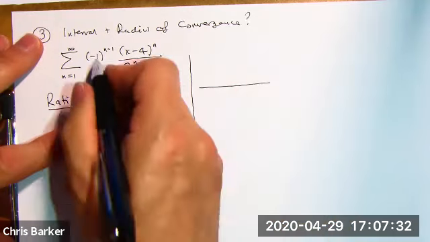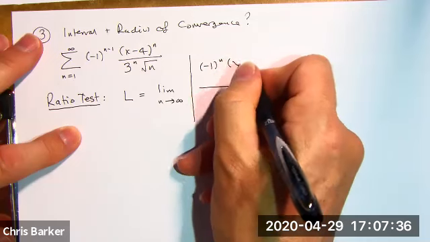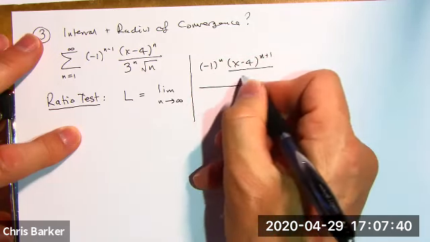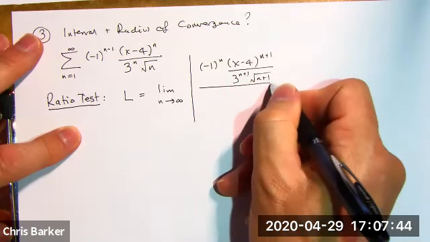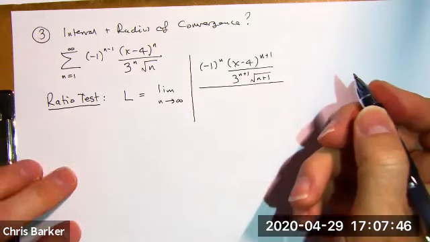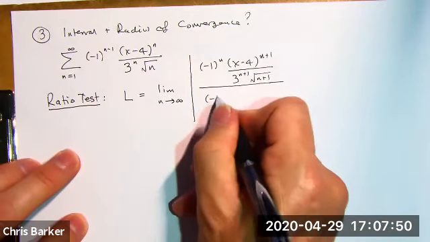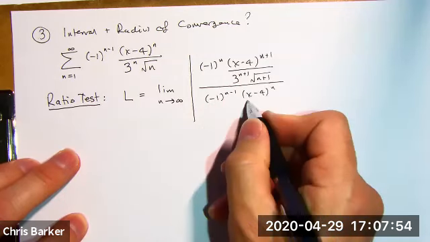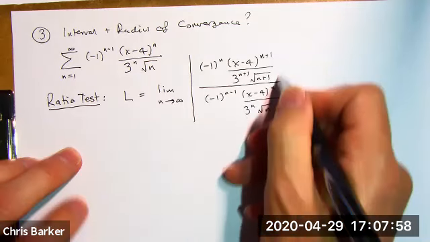the absolute value of the n plus first term, which is -1 to the n, x minus 4 to the n plus 1, over 3 to the n plus 1, square root of n plus 1, over the nth term, -1 to the n minus 1, x minus 4 to the n, over 3 to the n, square root of n.